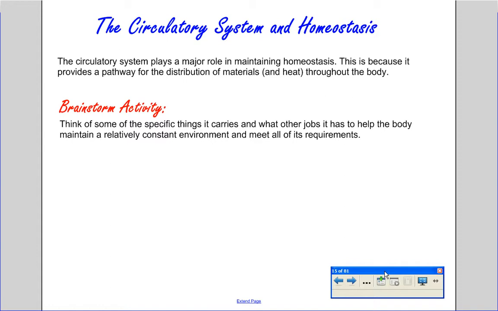So we brainstormed a few things, and then we checked to see if we had most of them. But the easiest thing you can do is think, okay, what kind of things are being carried in my blood? And if I can think of some of those things, then I can backtrack and write it out as a role or a job that the circulatory system has.